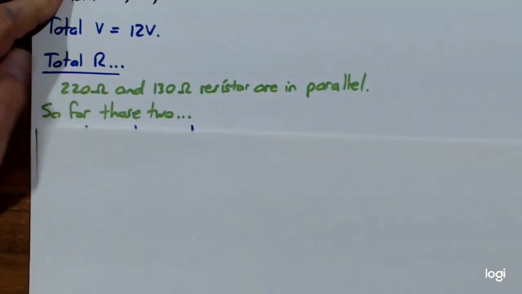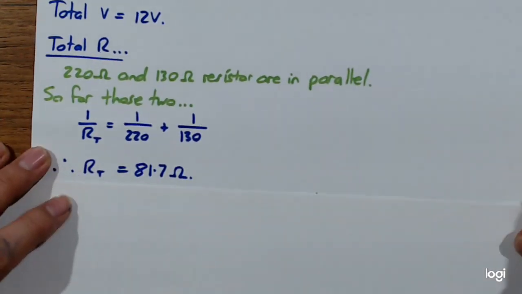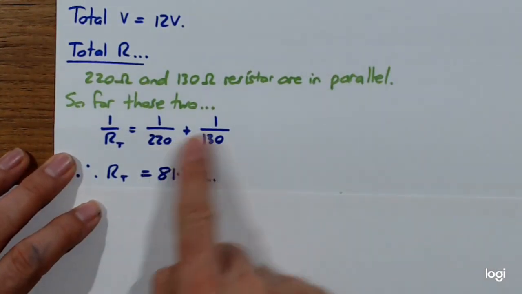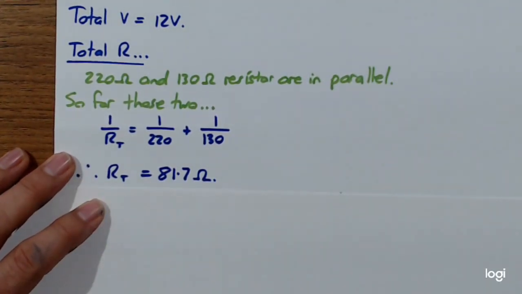Use the old parallel formula. And the answer comes to 81.7, right? 1 over 220, 1 over 130, right? Flip the answer, 81.7 ohms.